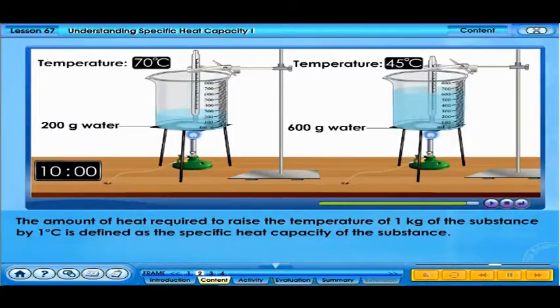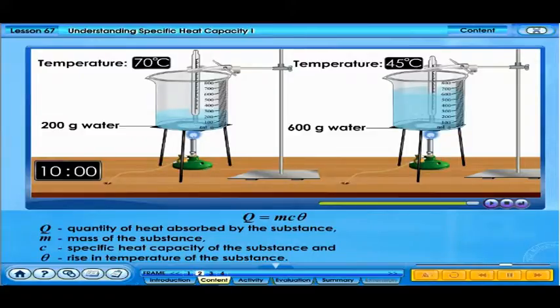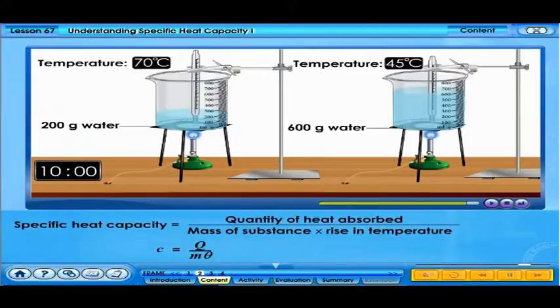The amount of heat required to raise the temperature of 1 kilogram of the substance by 1 degree Celsius is defined as the specific heat capacity of the substance. Q equals to mc theta, where Q is the quantity of heat absorbed by the substance, m is mass of the substance, C is specific heat capacity of the substance, and theta is rise in temperature of the substance.